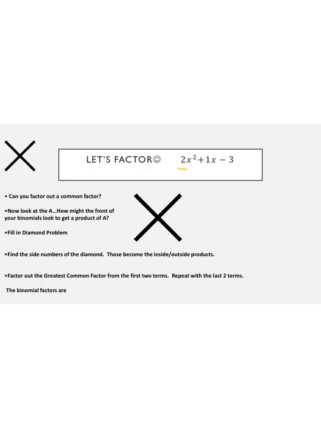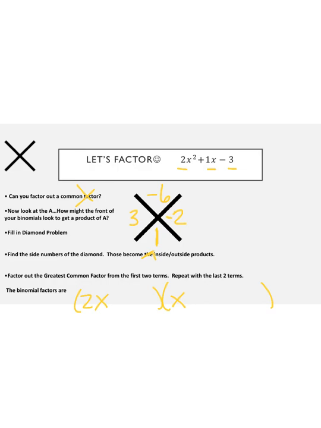Can you factor out a common factor? Nope. The a has to be a 2x and an x. There's no other way for that to go. We're going to set up our a times c, so negative 3 times 2 is negative 6, and our b is 1. So we're going to have the factors of 3 and 2, but this time the negative one is going to be the smaller one because we want the sum to be positive.